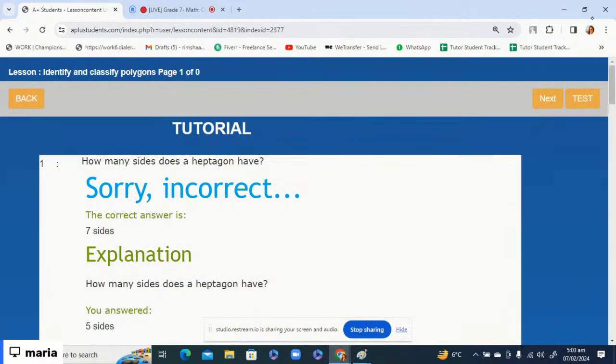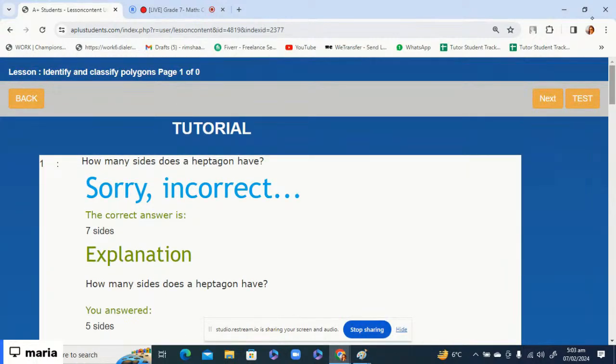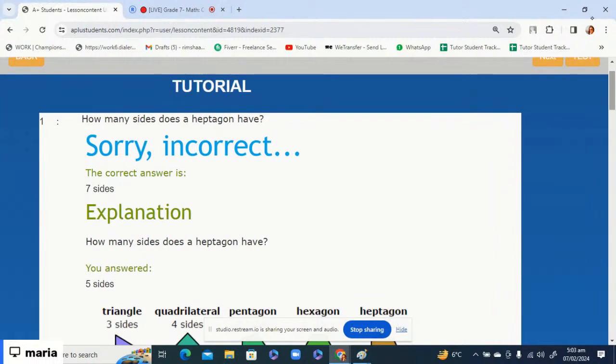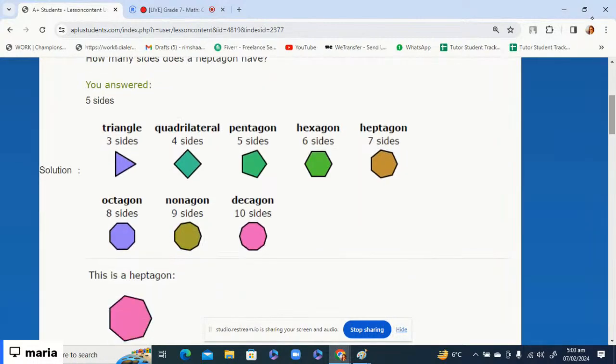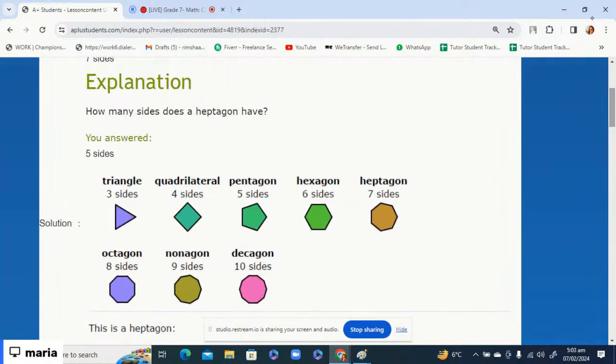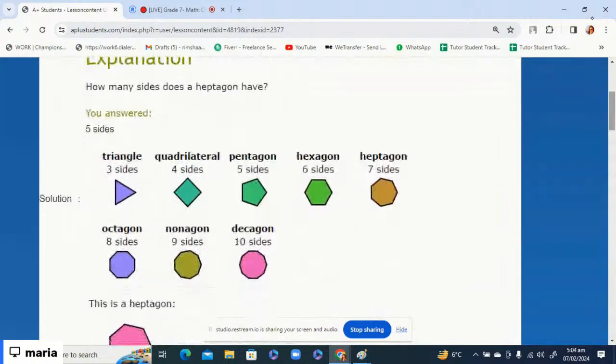So how many sides does a heptagon have? Here we discuss how many sides polygons have, how many sides a heptagon has, and all of that. A heptagon has basically 7 sides. Let's check. These are all the figures. Now, how many sides does a heptagon have? Is that 7 sides? The correct answer is 7 sides, and there is an explanation.